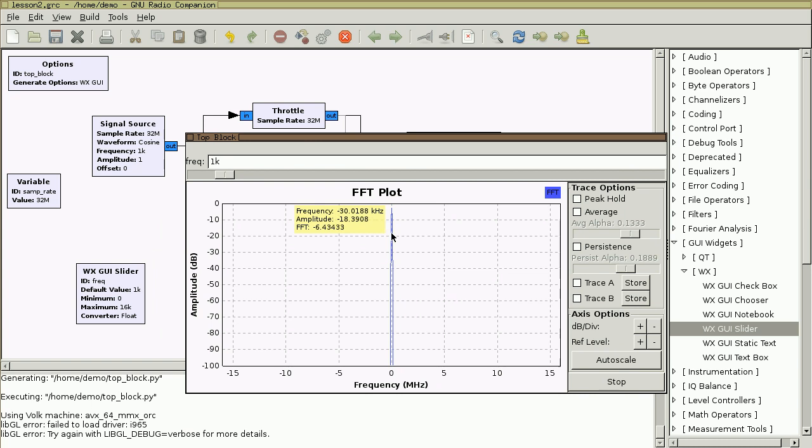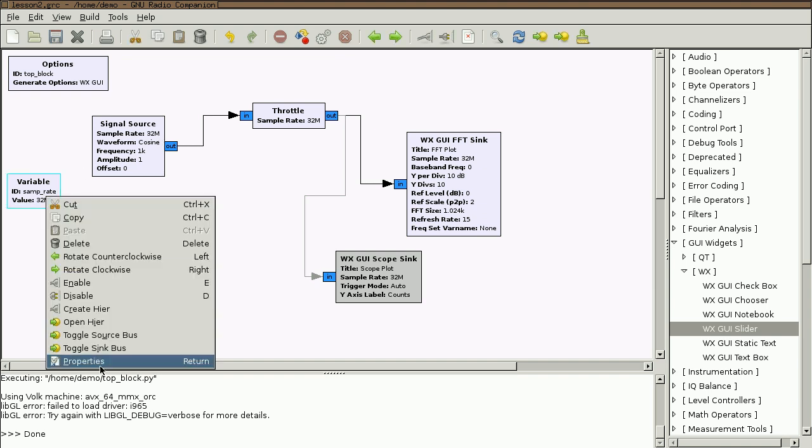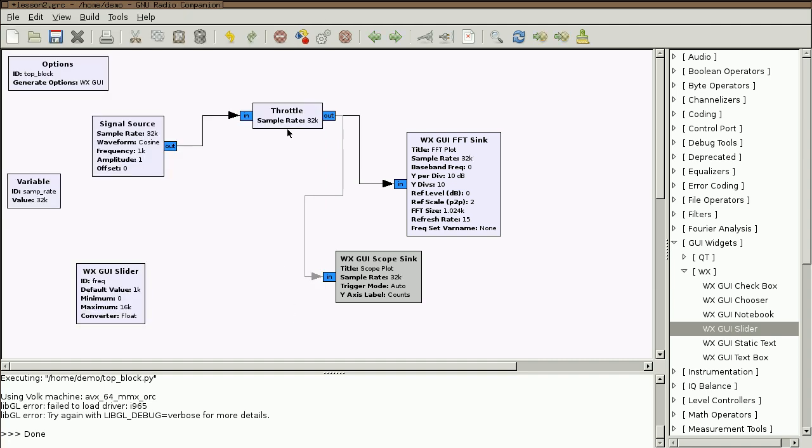This peak looks like it's right at 0. It's just very, very close to 0. The reason is because I set my frequency to 1K, but my sample rate is set many times that at 32 million. So I forgot to change this back to 32E3 for this part of the demo.